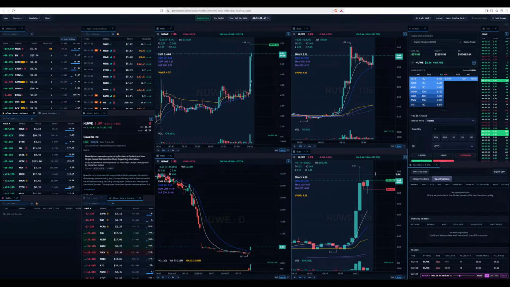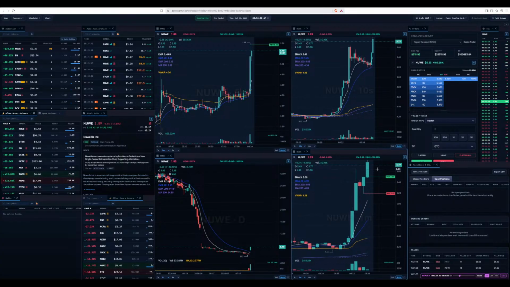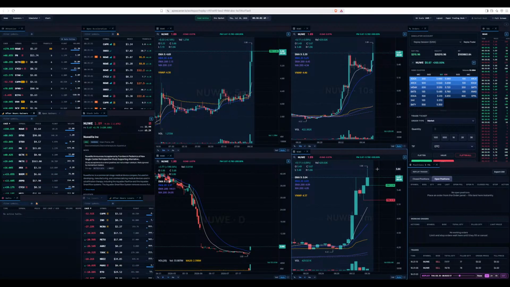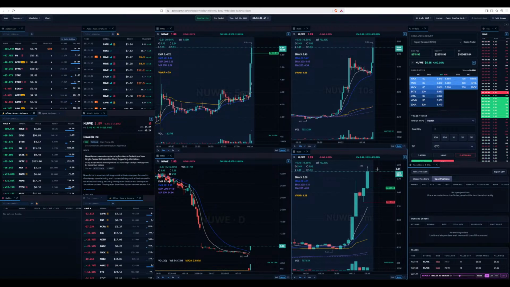Now, this is setting up for a nice bull flag. So that did break the next 1-minute high. A lot of people would be entering there. That would have been a really good entry, right? That would have been a really good entry.